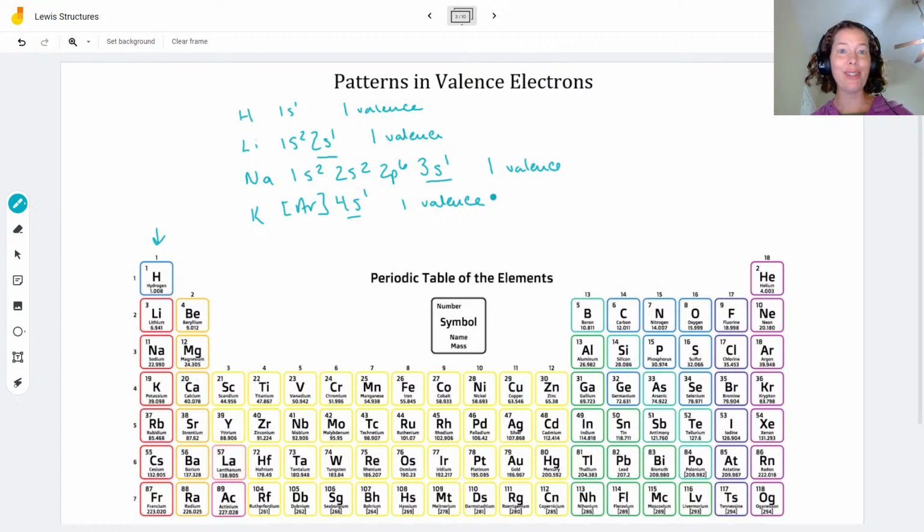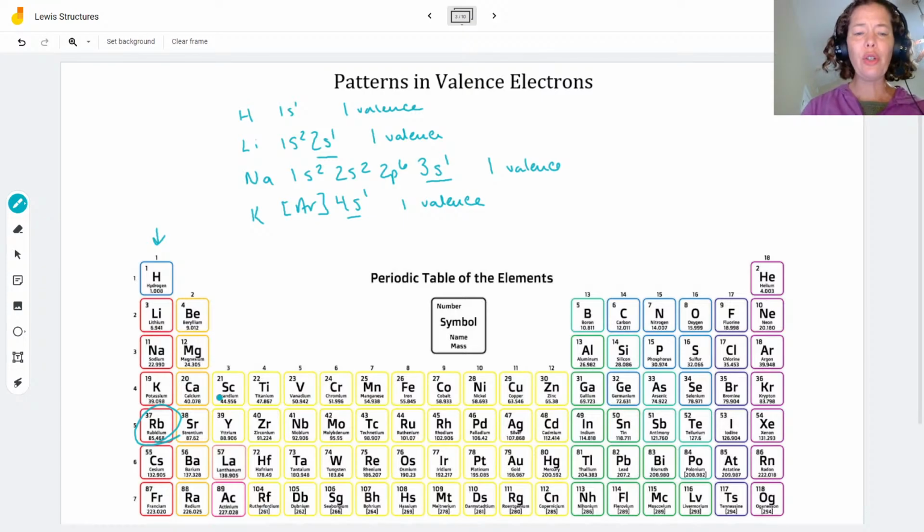So hopefully you're seeing a pattern here, right? Down this first group, how many valence electrons are in all of these elements? There's only one valence electron. So for rubidium, if you needed to predict how many valence electrons it has, I don't even need to write out the electron configuration. I'll tell you it's got one. Cesium has one. Francium has one. Okay, so we use these patterns to our advantage.